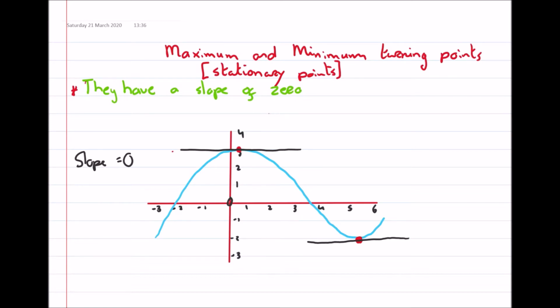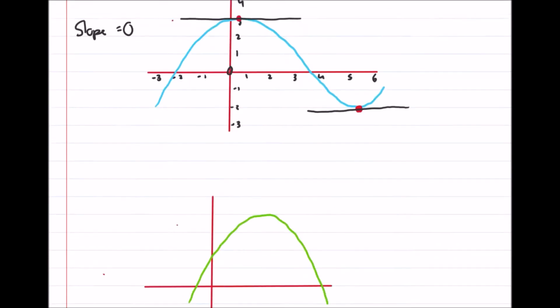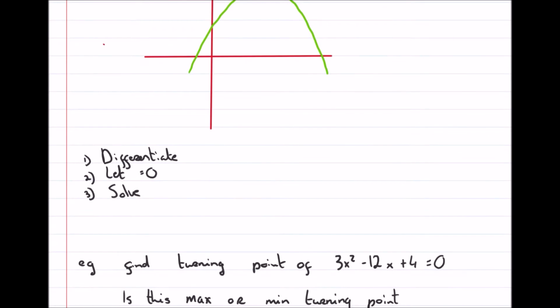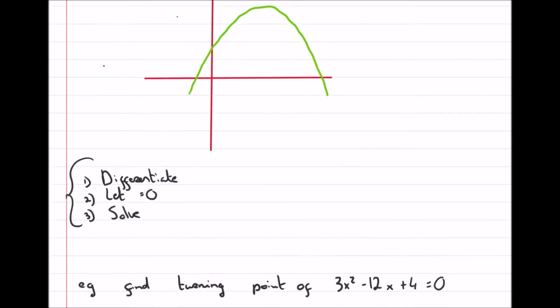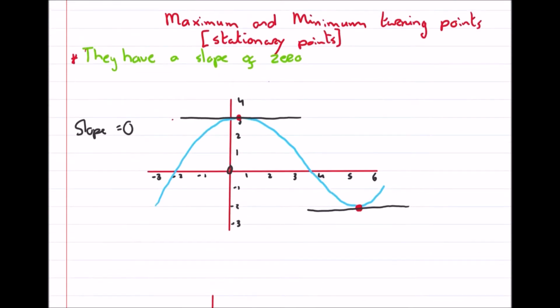So, at any maximum or minimum turning points, the slope of the tangent to the graph at those points is 0. So, in order for us to find the maximum or minimum turning points, I will differentiate the function. I'll let it equal 0 because that's the slope, and then I'll work back and I'll find the value that I can put in to get 0. Okay, it'll make more sense as I go through.